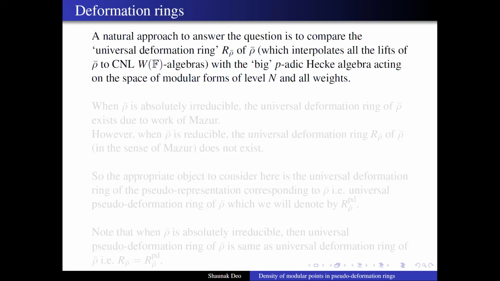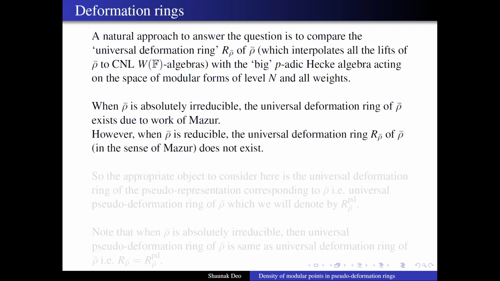However, there is a catch here: such a ring R_rho bar, which is interpolating all the lifts, may not always exist. When rho bar is absolutely irreducible, this universal deformation ring of rho bar exists, and this is due to Mazur. This is a landmark work on deformations of Galois representations. So when rho bar is absolutely irreducible, we are fine. But when rho bar is reducible, this ring does not exist in the sense of Mazur. There are some other variants, but this exact universal deformation ring in the sense of Mazur does not exist.